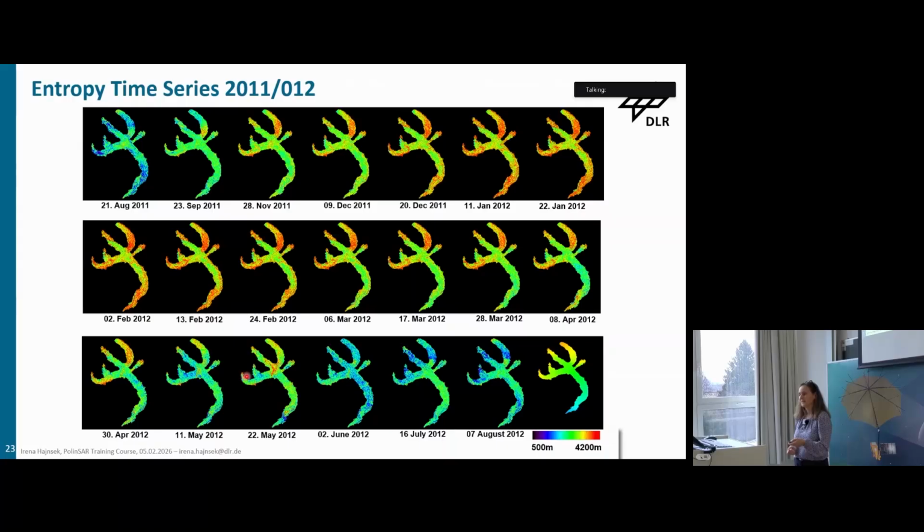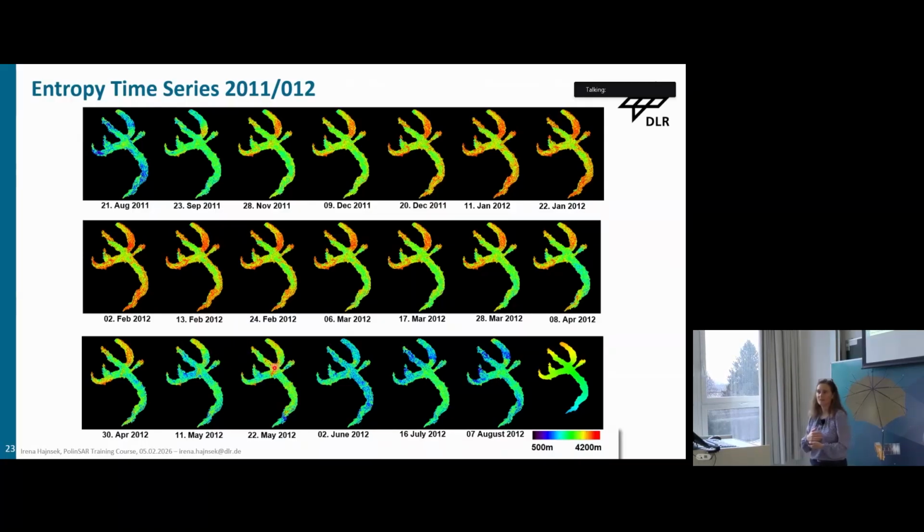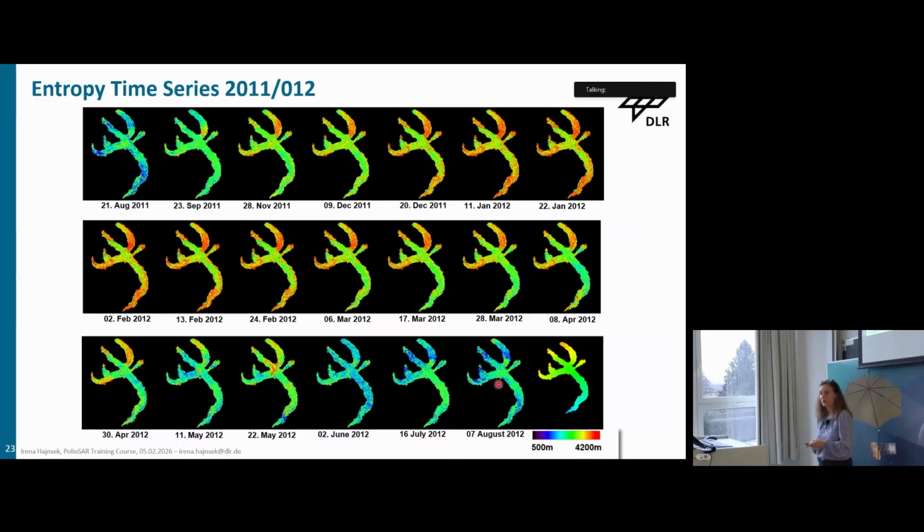You see that the entropy is again increasing, and you see actually that between this time and this time, you have again a kind of snowfall and therefore accumulation. But then from May to June, melting is in principle ongoing again, and therefore you have surface scattering, as you see here. So in principle, this line can be followed very well.